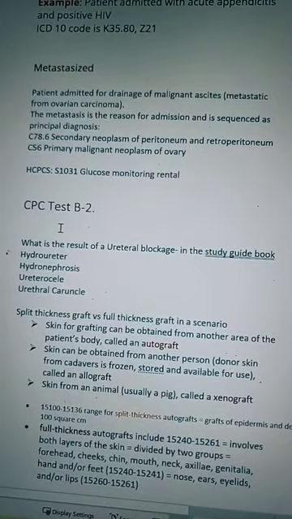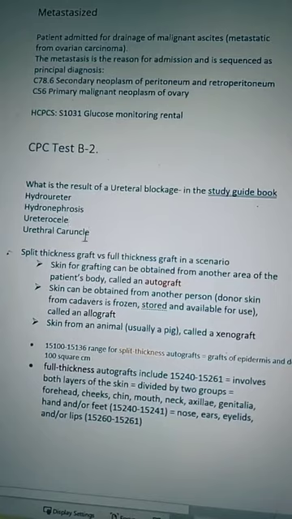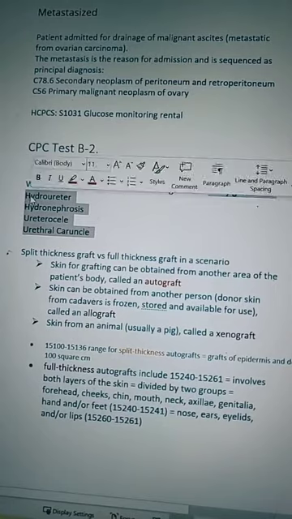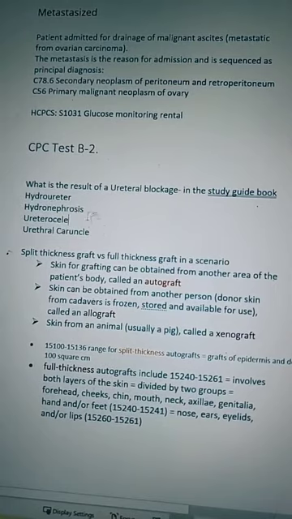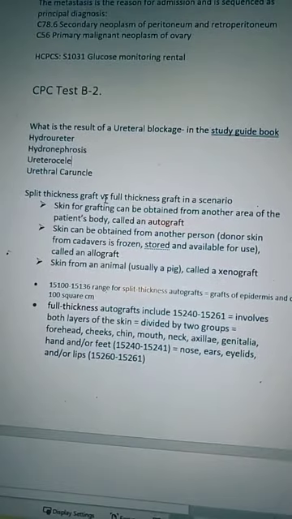In test B, there seemed to be a lot of urine. Urethral blockage. What happens when you have one of those? And I put down the most 4 common diagnoses with those. There was a split thickness graft versus full thickness graft scenarios, so I defined those. Skin grafting.